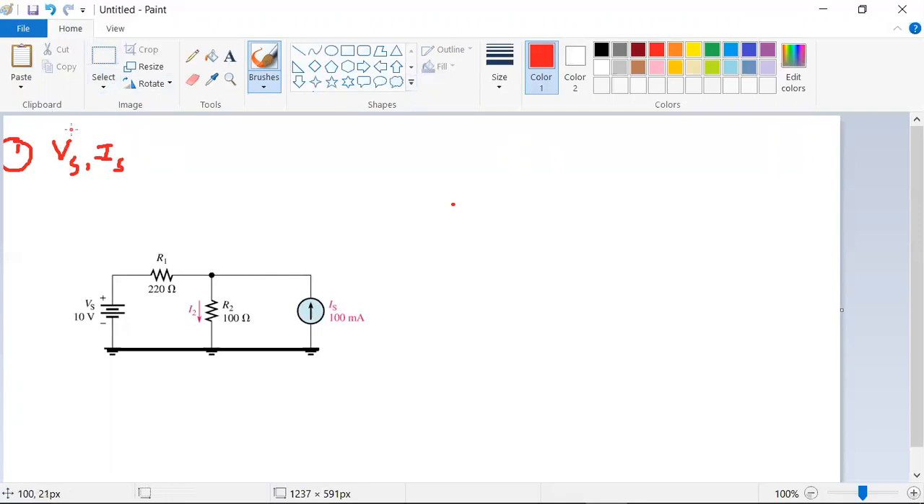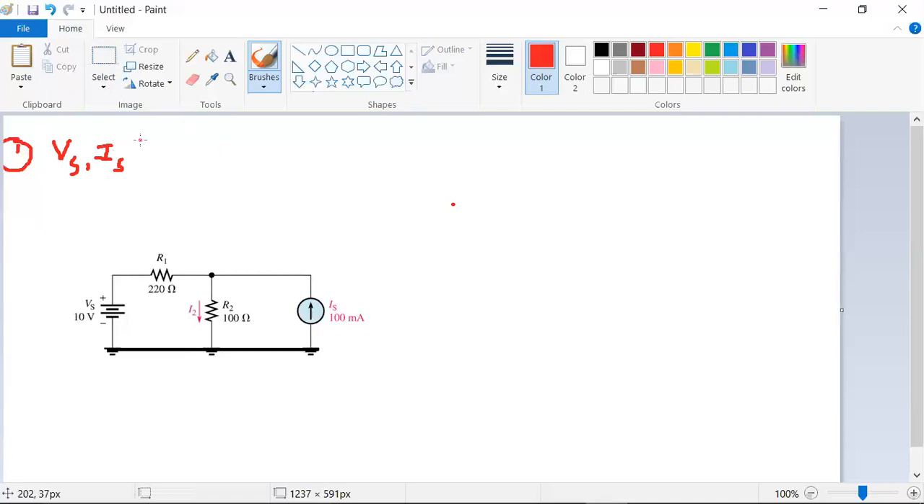The other source is going to be replaced with its internal resistance. Please mention this wording clearly. I will repeat it again: consider any one of the active sources by replacing the other source with its internal resistance. If it is an ideal voltage source, you can replace it with internal resistance 0, or if it is an ideal current source, you can replace it with internal resistance infinity, meaning short circuiting or open circuiting respectively.